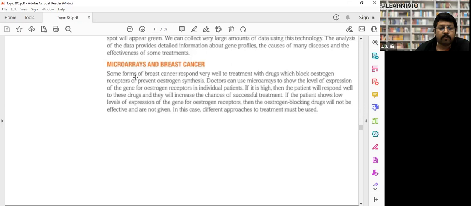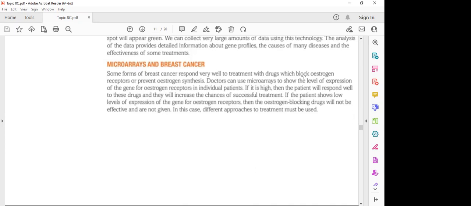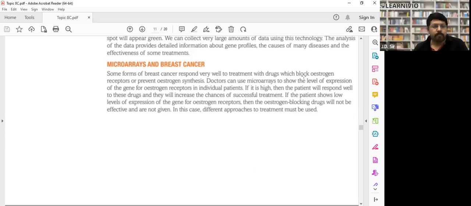So some forms of breast cancer respond very well to treatment with drugs which block the estrogen receptor or prevent estrogen synthesis. Estrogen, you know what estrogen is? Yes, it's a hormone, a female hormone. Right, female hormone. Estrogen and progesterone are the two basic female hormones which are responsible for the. Okay, you remember that very well.